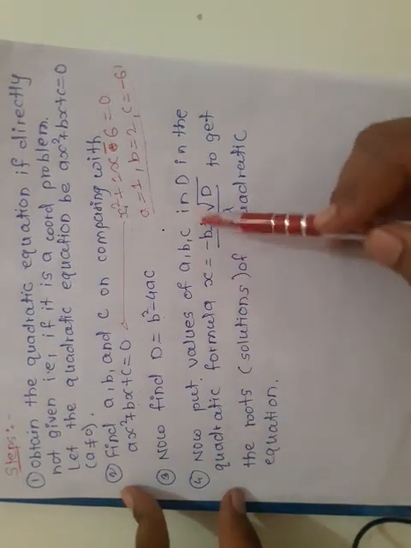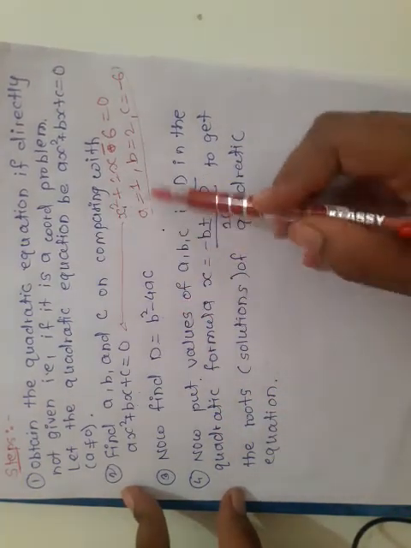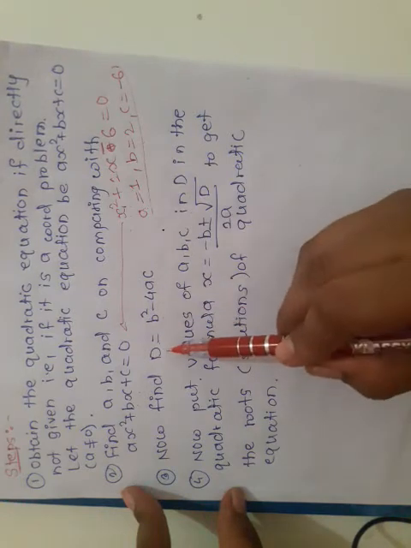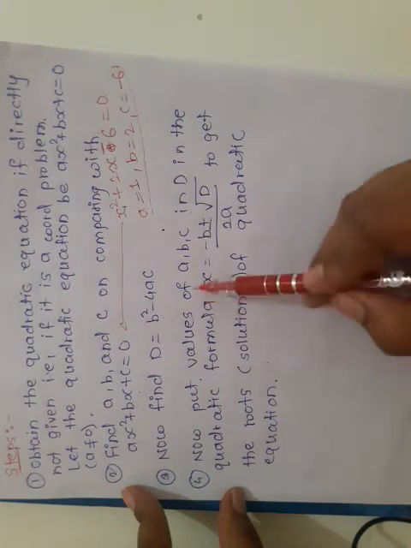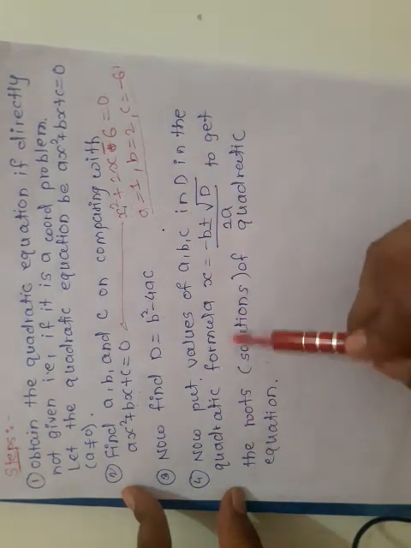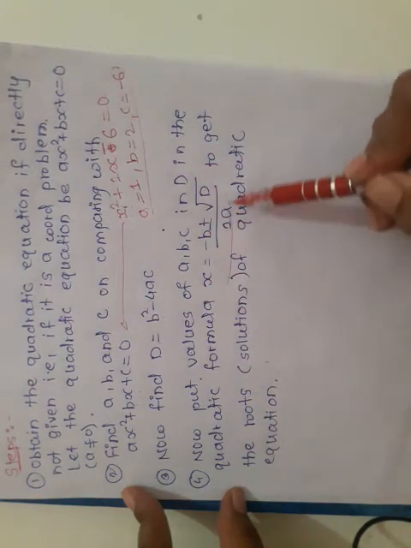Then the fourth step is what? Now put the values of a, b, c in D. We have to put all these three values in this equation and find out the value of D. D is equal to some number. Now put the values of a, b, c in the quadratic equation. This is our main formula.